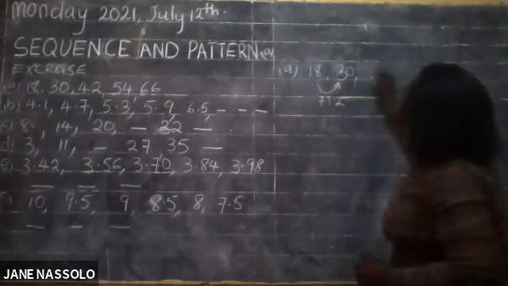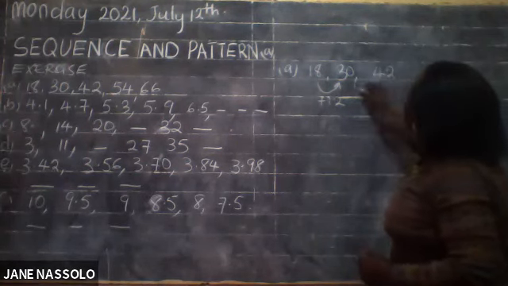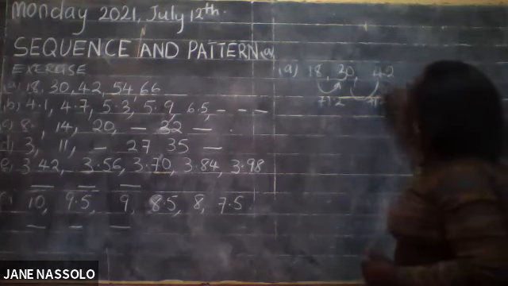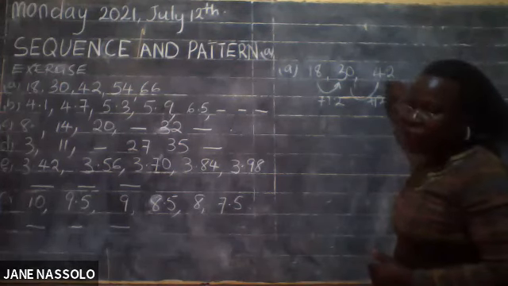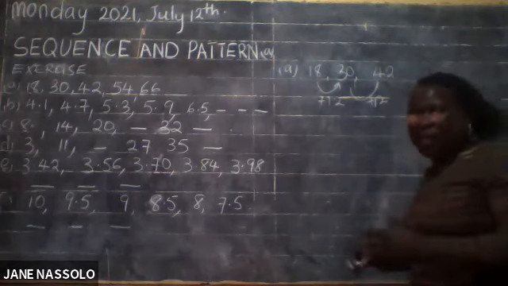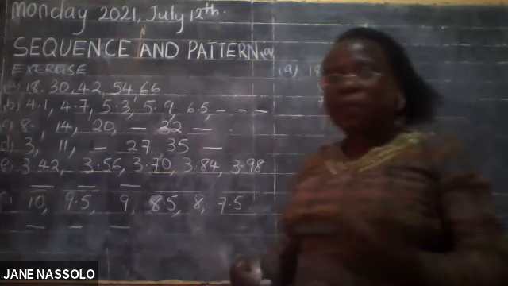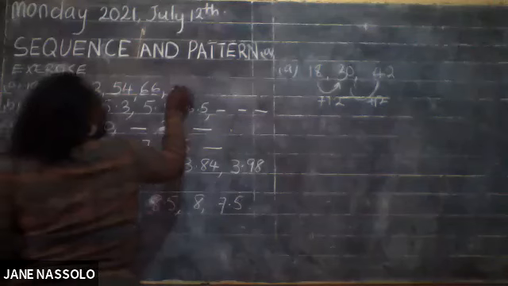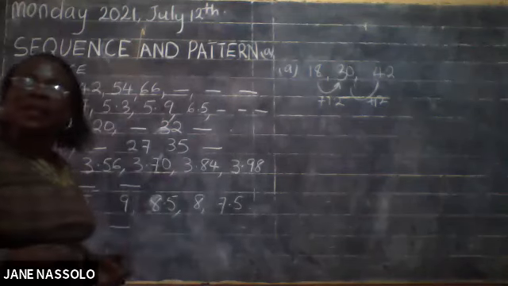Does it apply to the next, from 30 to 42? If we add 12, does it give us 42? Yes. So which means the general rule is add 12 to the previous number in order to get the next number. So can somebody help us give us the next 3 numbers?